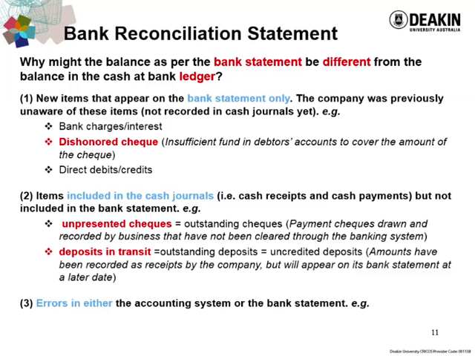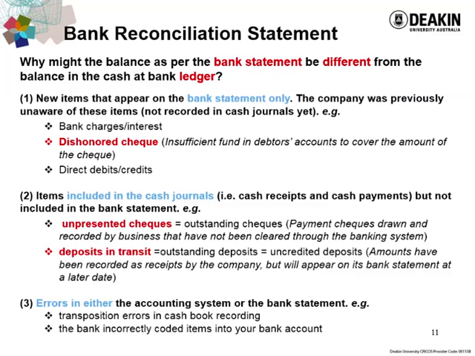Third, there may be errors made either by the company or by the bank staff. For example, transposition error. 231 is recorded as 213, and the bank may have incorrectly coded items to your bank account. For example, you receive a payment from an unknown party who is not your customer.